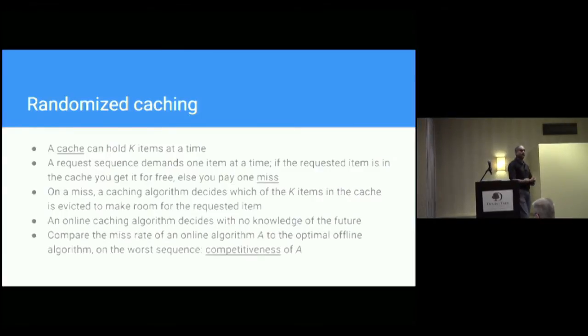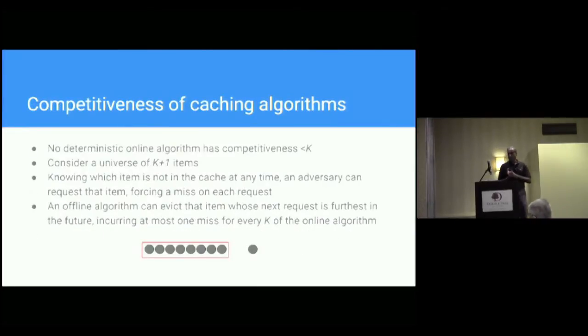And you want to compare the rate at which it misses to the miss rate of an offline algorithm that is prescient, that has infinite knowledge of the future. And so you look at that ratio, call it the competitiveness of your online algorithm. So this was what was known before, that no deterministic algorithm, including LRU and other commonly used algorithms, can, by this metric, do better than a factor of k. So no deterministic online algorithm has competitiveness less than k.